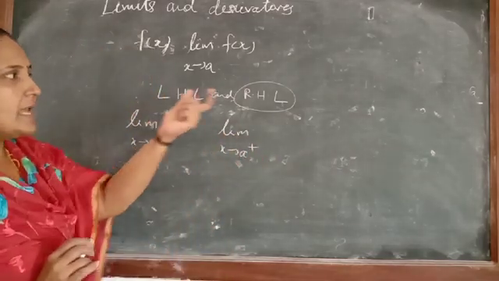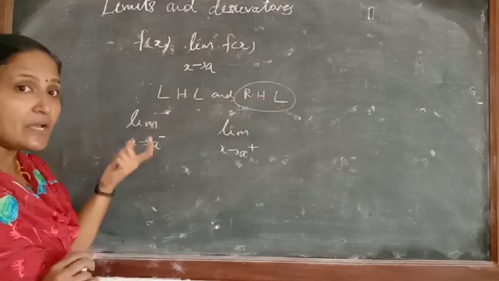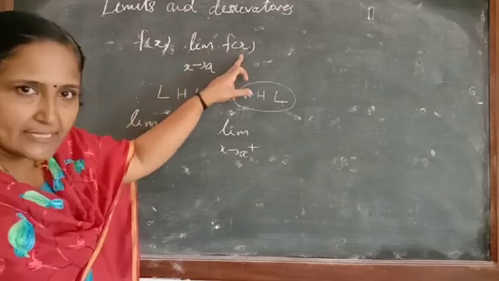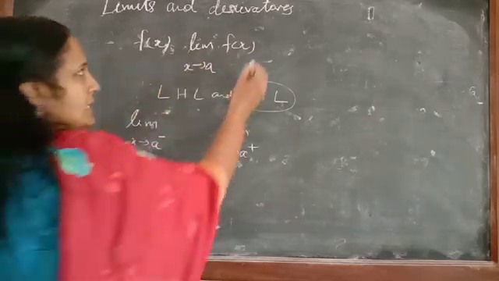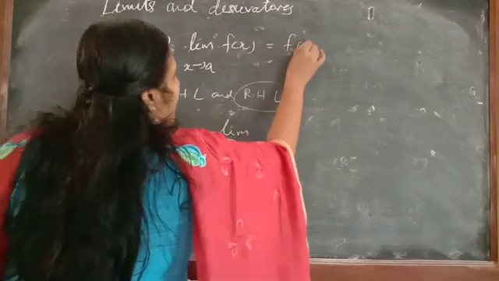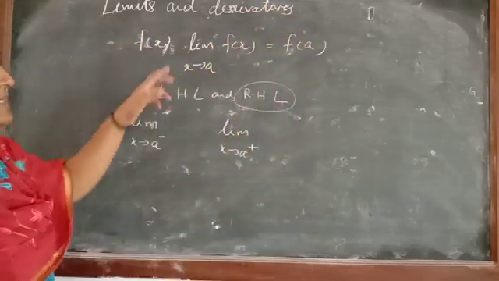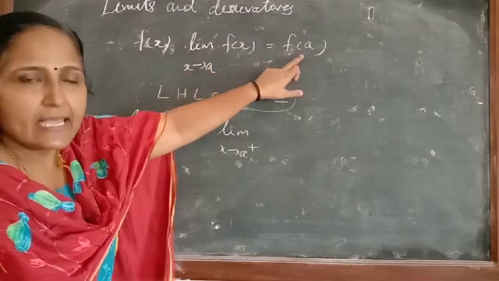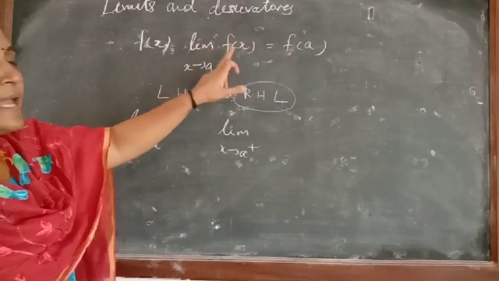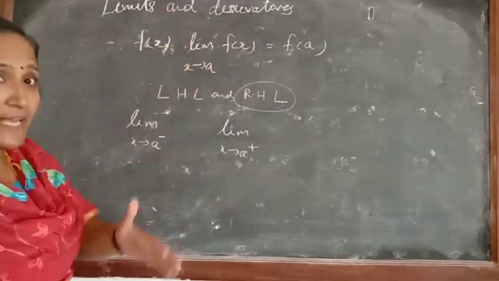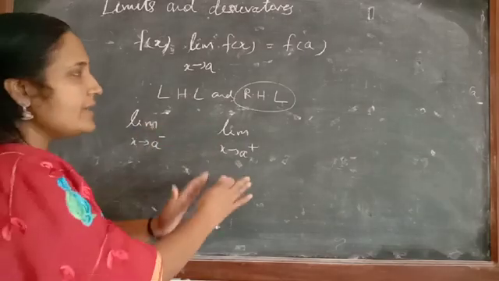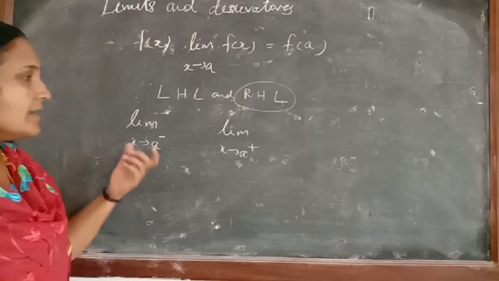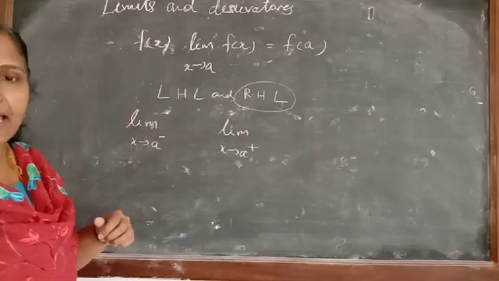So if both left hand limit and right hand limit are equal, then we say the limit as x tends to a of f of x exists. And if the limit exists, it will be equal to f of a. So if any question gives limit x tends to a, f of x equal to f of a, it means the limit exists, which means left hand limit and right hand limit are both equal. Now we can check how to calculate the left hand limit and right hand limit.